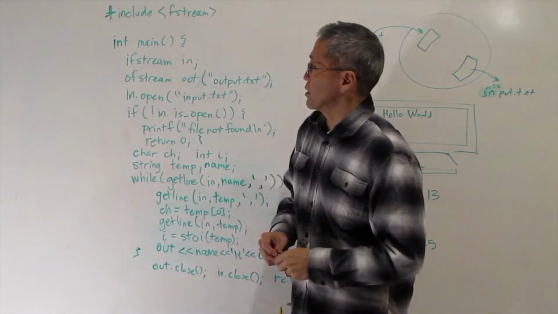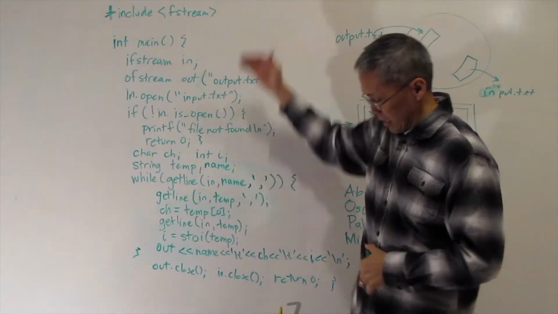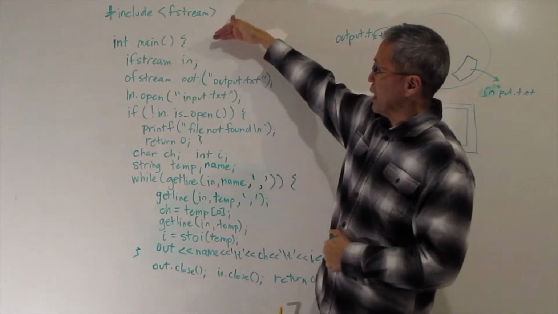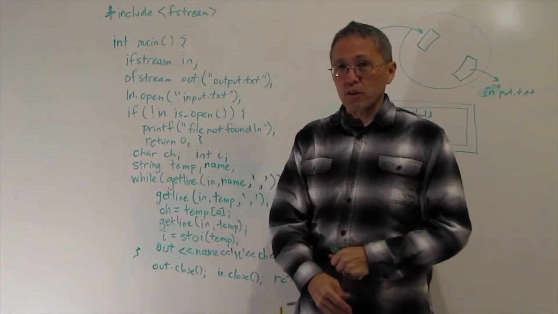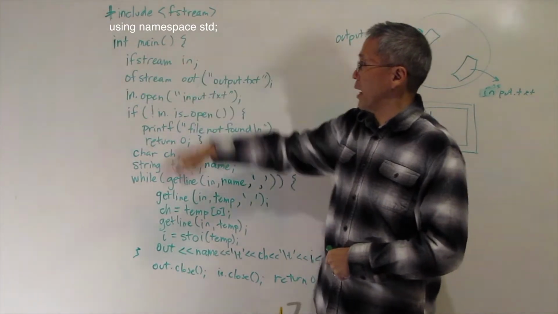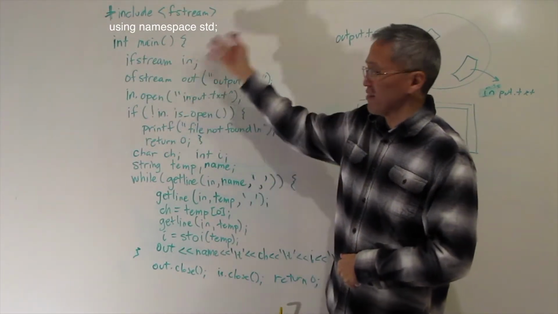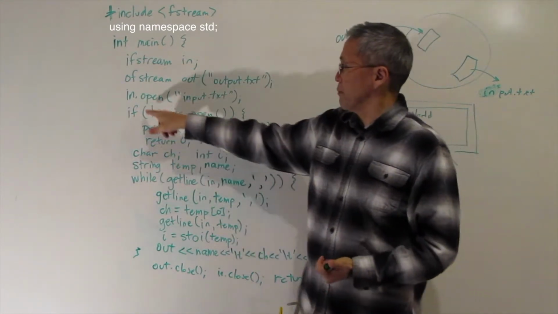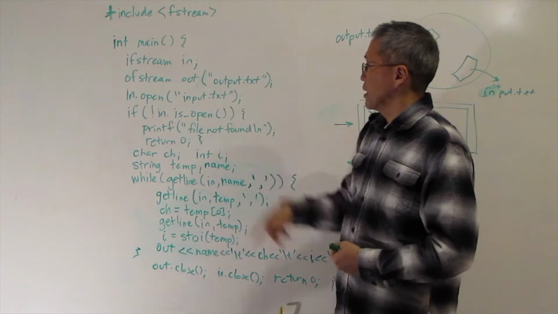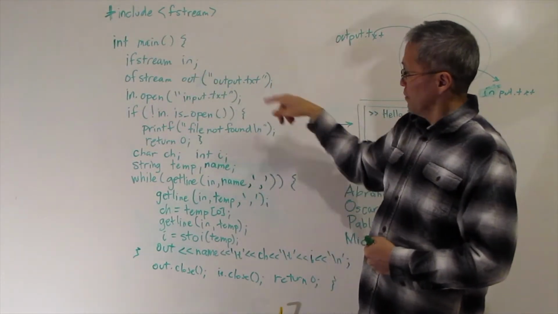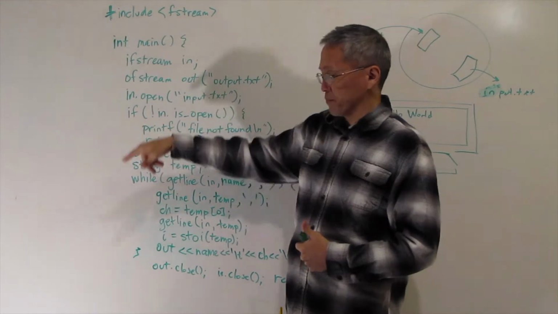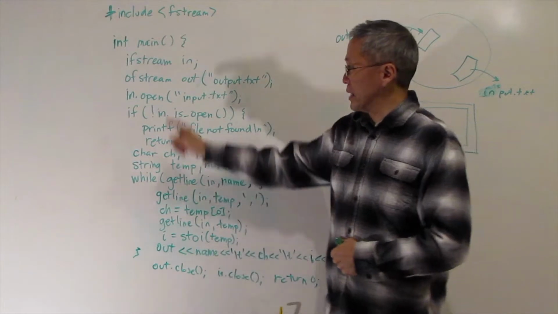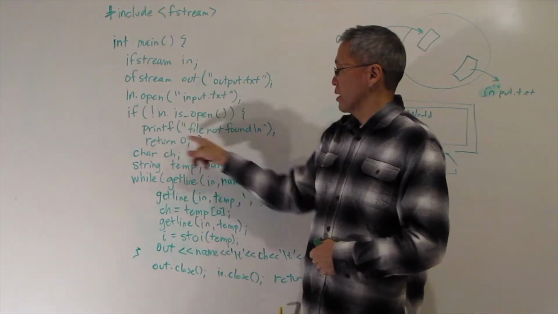Okay, so let's look at the code. The code looks very similar. As a matter of fact, I just changed some things down here. I have the same pound include up there on the top. I have the same main, the same ifstream, the same ofstream. I didn't even change those pieces because I don't want to rewrite them every time. Then I have my in open with my input, and I have my ofstream output.txt, and I open them up. Now, again, I'm going to check to make sure my input file got opened. If it didn't get opened, I'm going to output, hey, the file's not found, return 0.